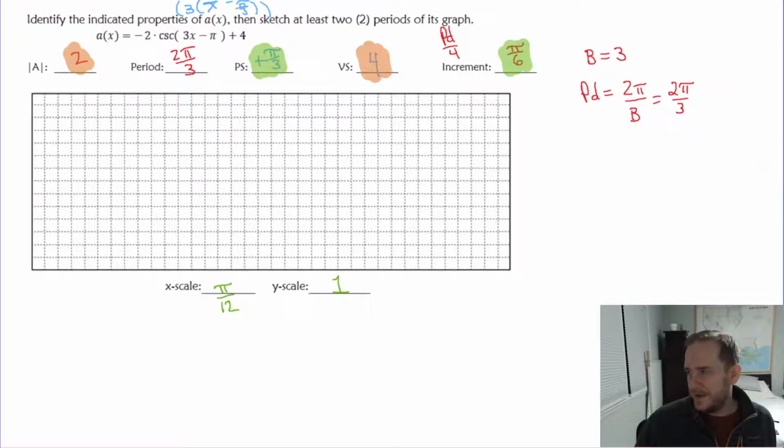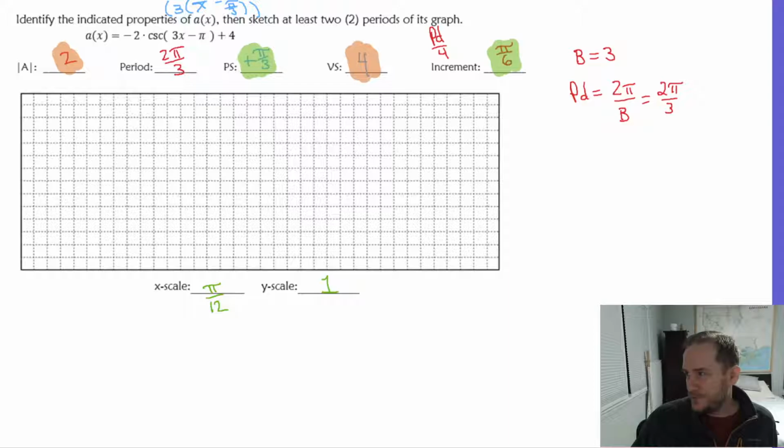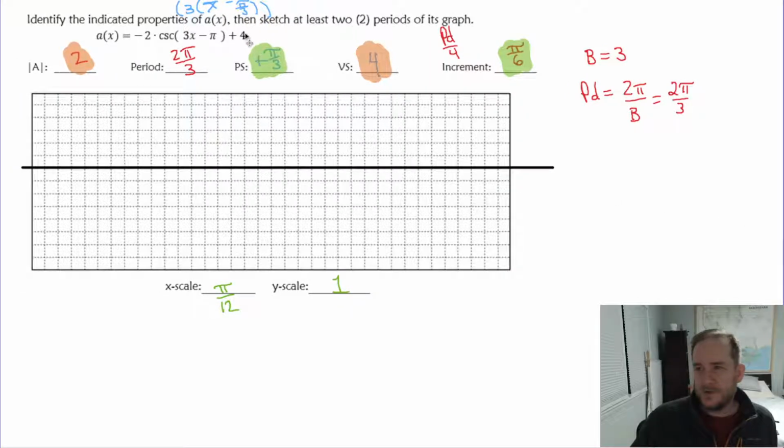All right, all this said, now that you've got everything planned, you're going to have to actually show me where your axes are. And if you put your x-axis right in the middle, you're a fool. Because we're getting phase shift, we're getting vertically shifted way up. Not way up, but 4 is pretty high.